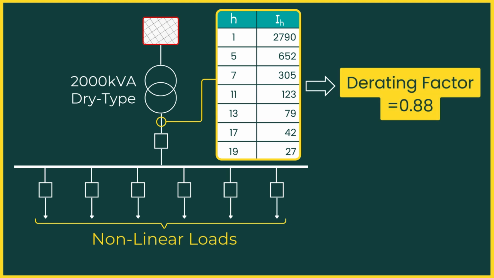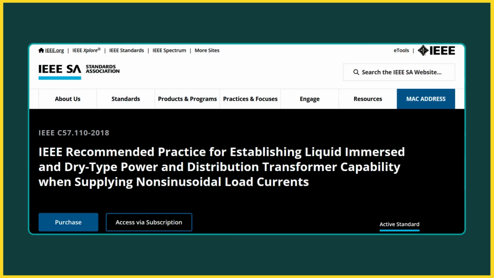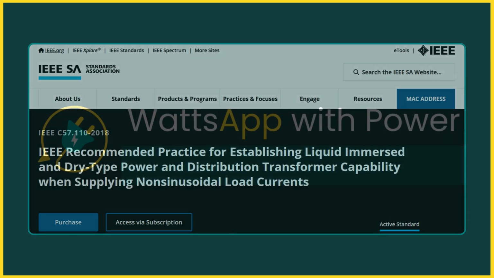So next time your transformer faces harmonics, don't guess the derating factor. Use IEEE 57.110. That is real engineering.